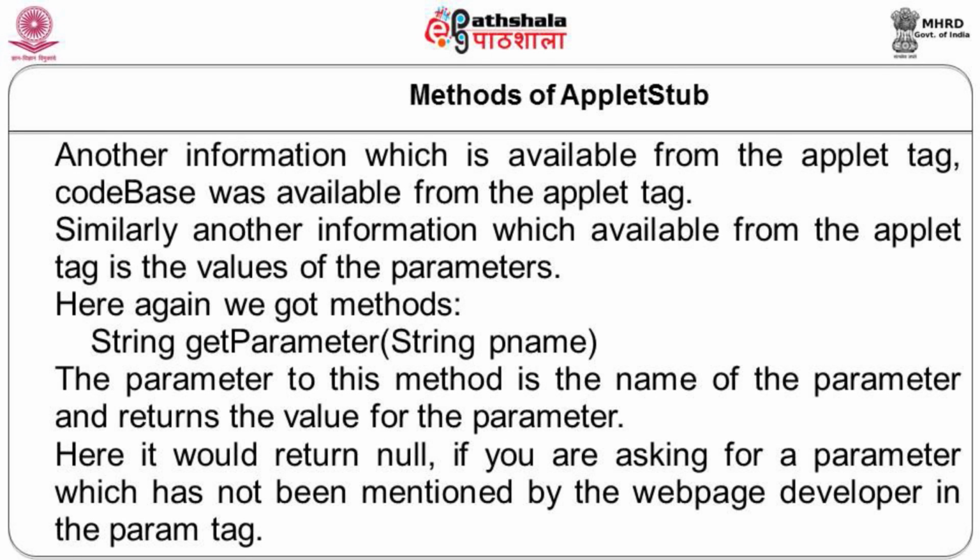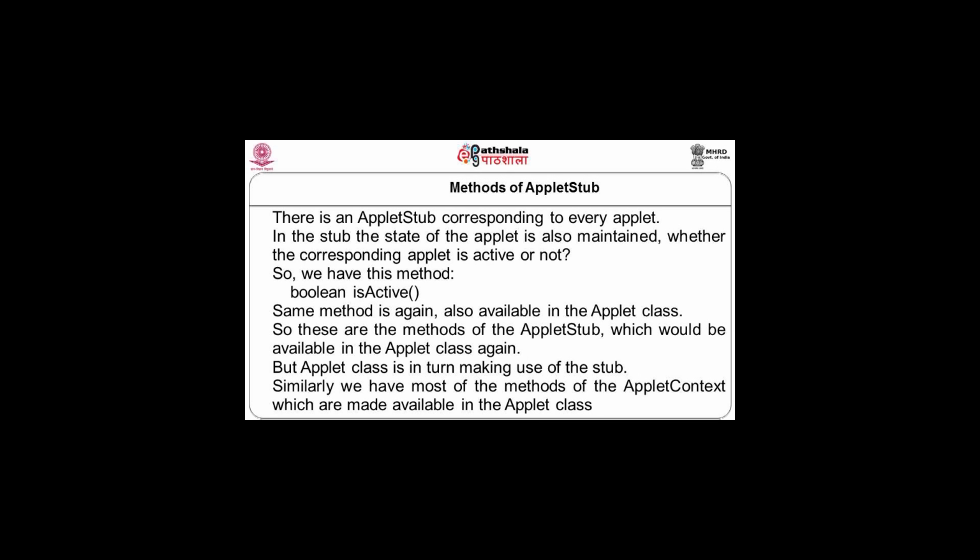There's no param tag, but the code says get parameter. If a developer is using that code, the web page designer may or may not have opted to use a parameter for that. So if there is no parameter, this may return a null value. So getParameter is the method to read the parameter values.